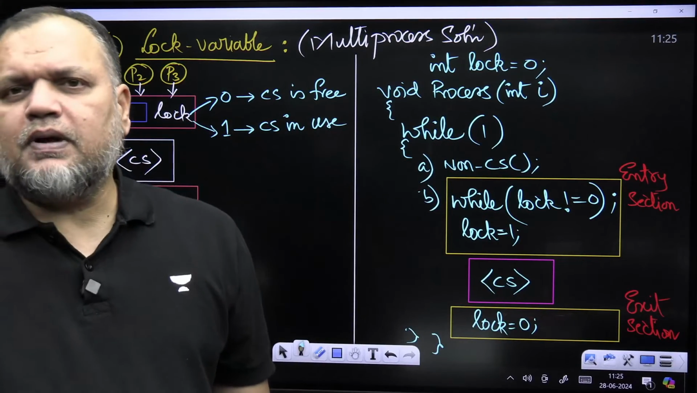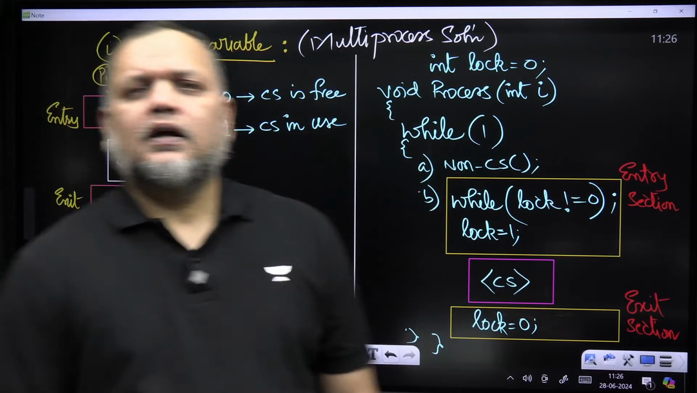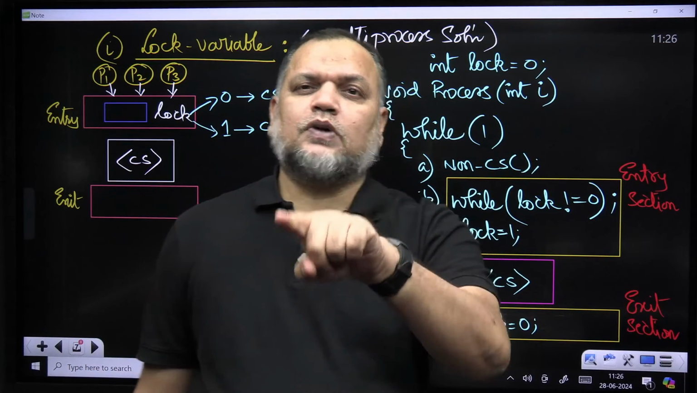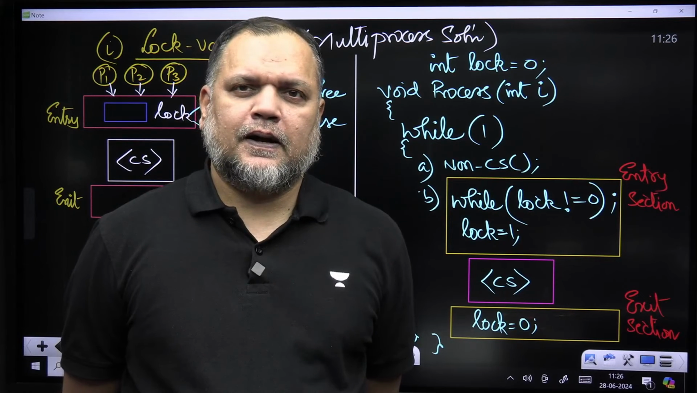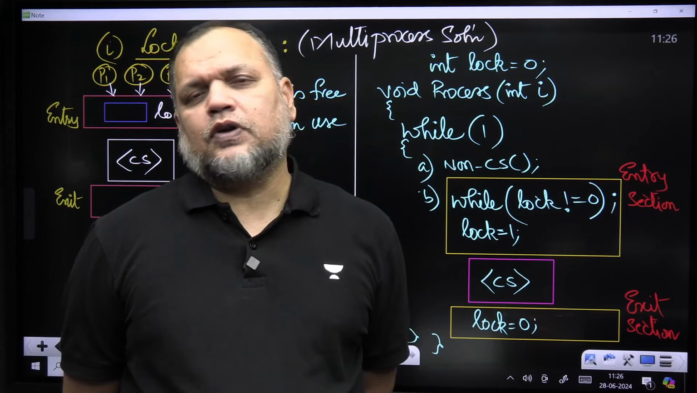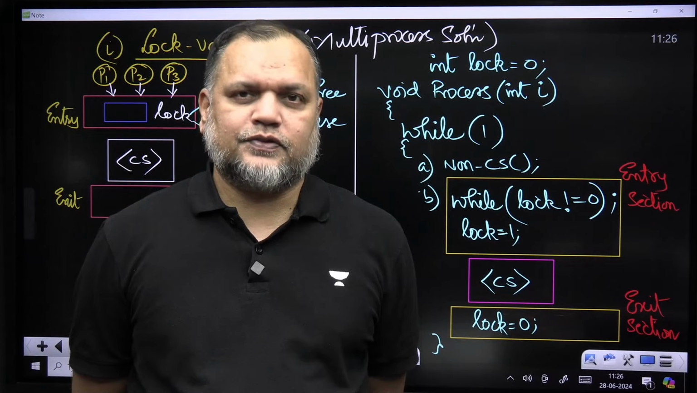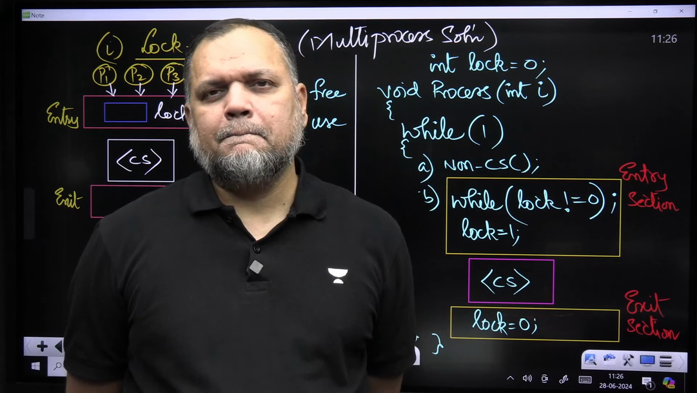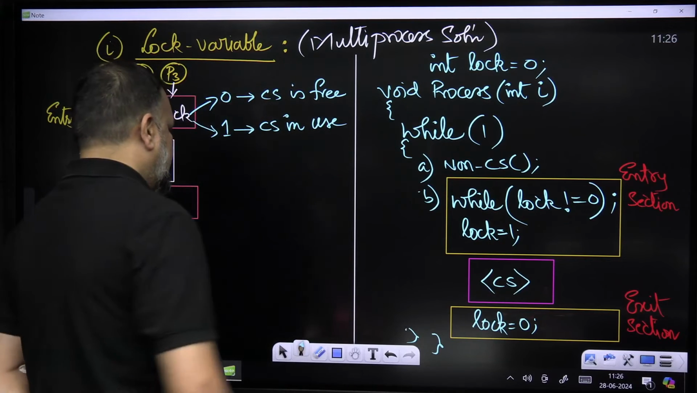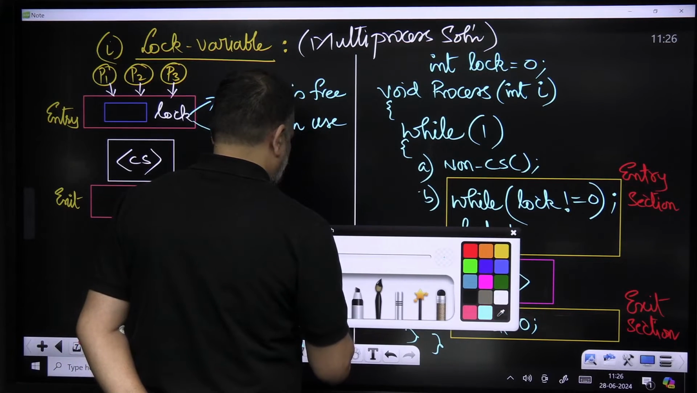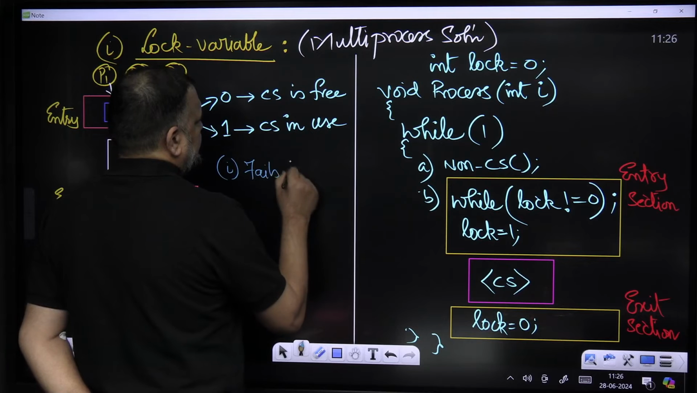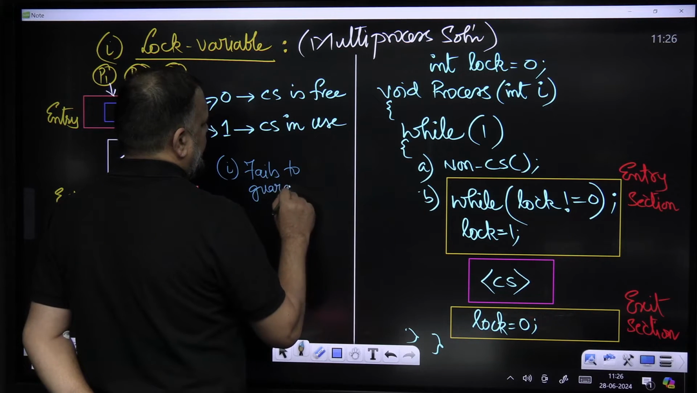So therefore we say in summary that the lock variable, whose description is here, gives an impression as if it guarantees mutual exclusion. It gives you an impression that it guarantees mutual exclusion, but in fact when you carry out a preemptive analysis, it does not guarantee mutual exclusion. It fails to guarantee mutual exclusion. So first of all we have to write here: lock variable fails to guarantee mutual exclusion.